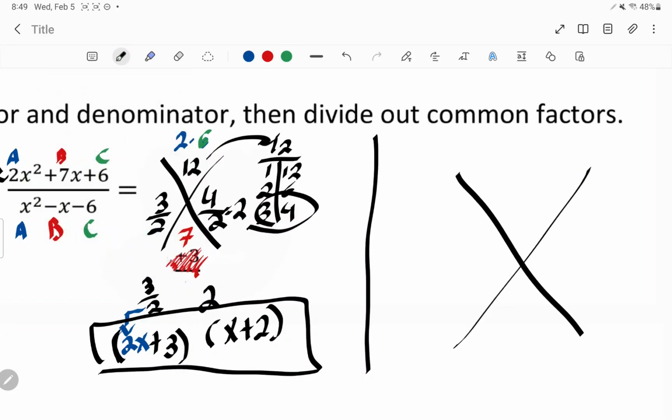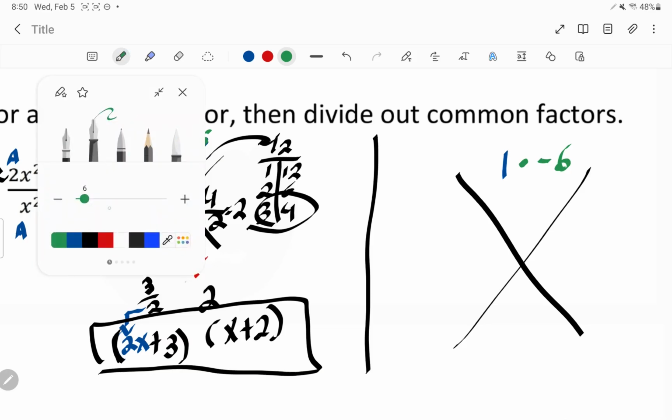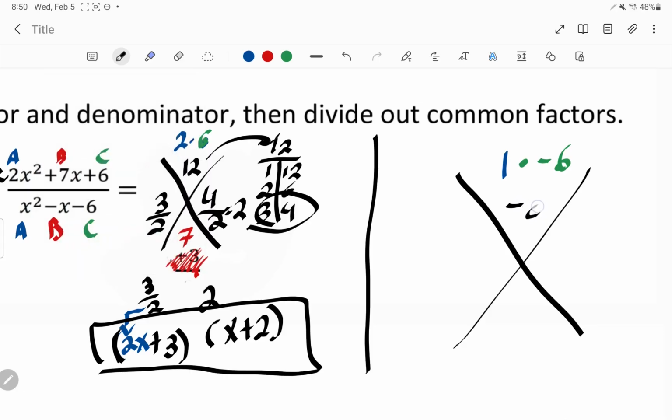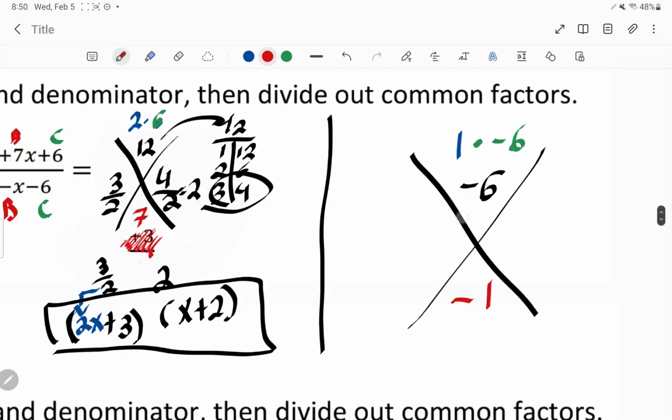And from here, it's pretty straightforward. I'm going to put A, which is 1, times -6. In this case, we're going to get -6. And what goes on the bottom is just B, which in this case is -1. And now we have all that we needed.